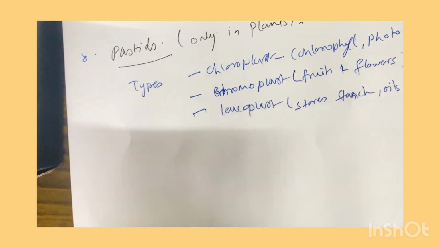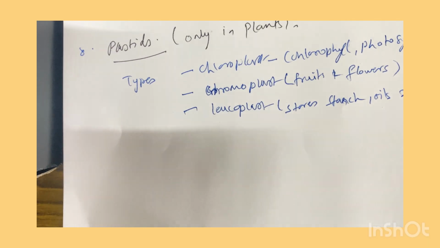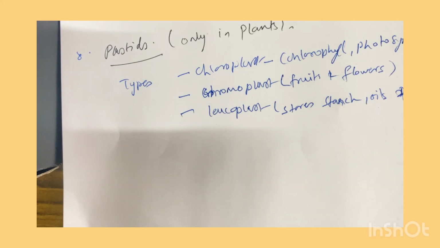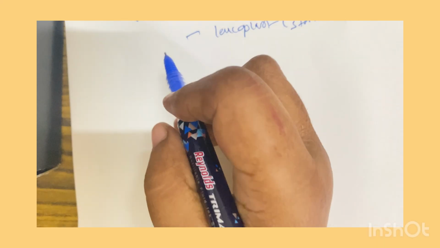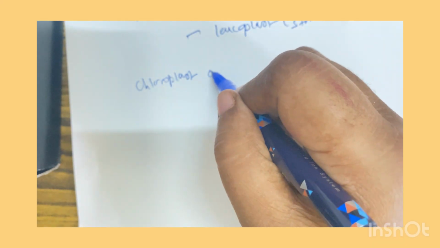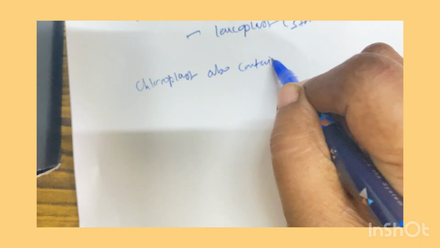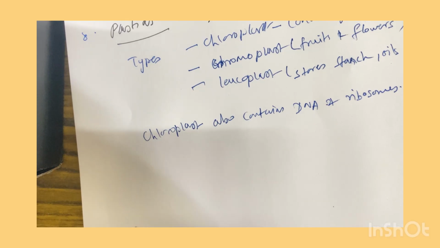So, the neat fact about plastids: chloroplast contains chlorophyll, as you know. Like mitochondria, chloroplast also contains DNA of its own, as well as ribosomes. So chloroplast has its own DNA and ribosomes. Hope it's clear.